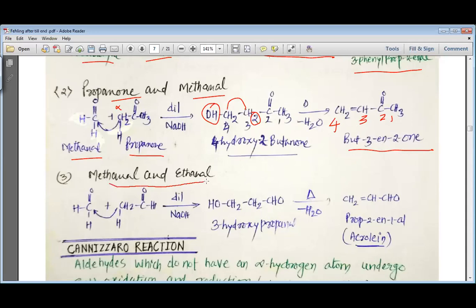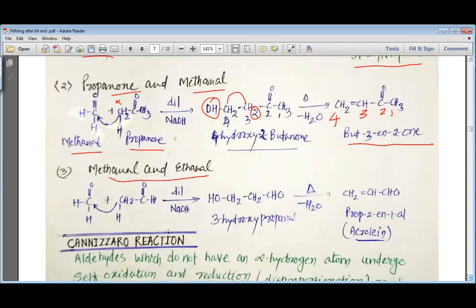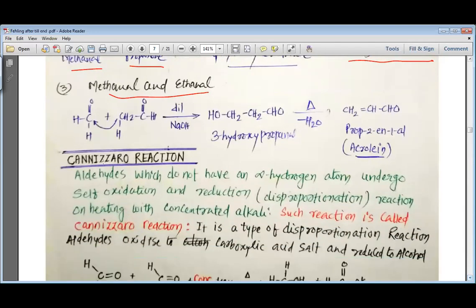Same way, my dear students, when we understand the reaction or a cross-aldol condensation between the methanal and ethanal, you can see this is your methanal, HCHO. Here we have the ethanal which has the alpha carbon.